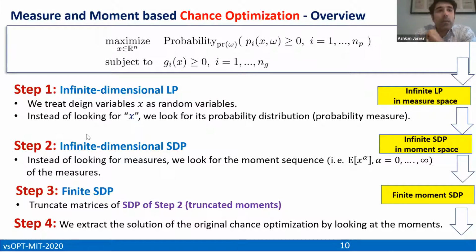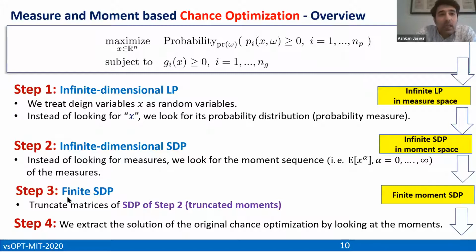In the next step, instead of looking for measures, I'm going to look for the moment sequence of the measures. And moments are nothing but expected value of the powers of the random variable x. By doing so, I'm going to get infinite dimensional semi-definite programs in terms of the moments. And to solve such infinite dimensional SDP, in the next step, I'm going to truncate the matrices and only look for truncated moments. And this is going to give us finite moment SDPs.